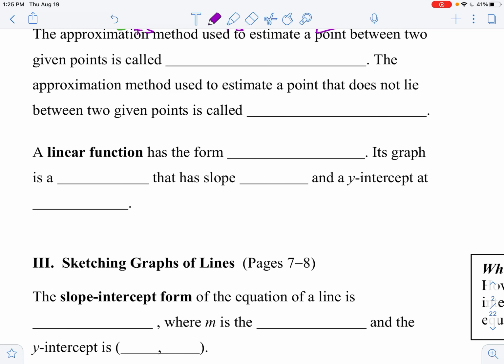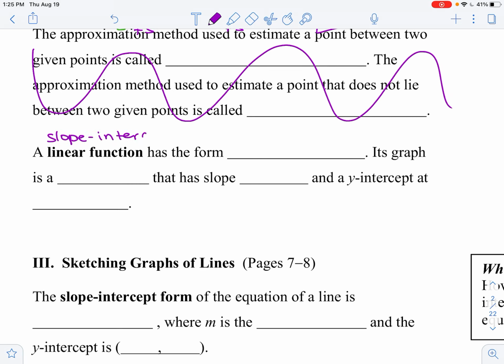Okay, let's move on to a linear function. We're not going to worry about approximation. Linear function looks like this. It's also known as slope-intercept form, which is y equals mx plus b. You can also see this written as f of x equals mx plus b.